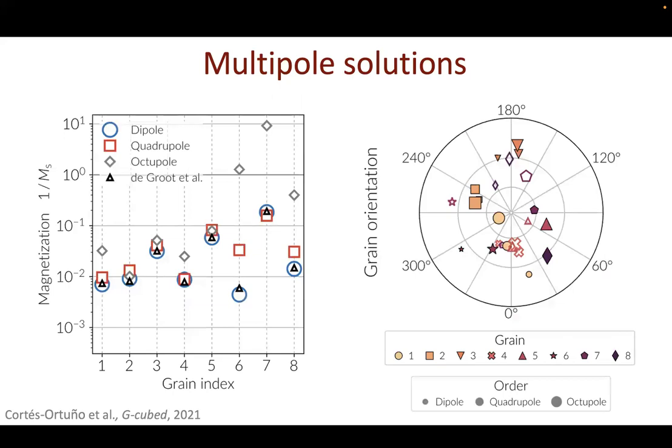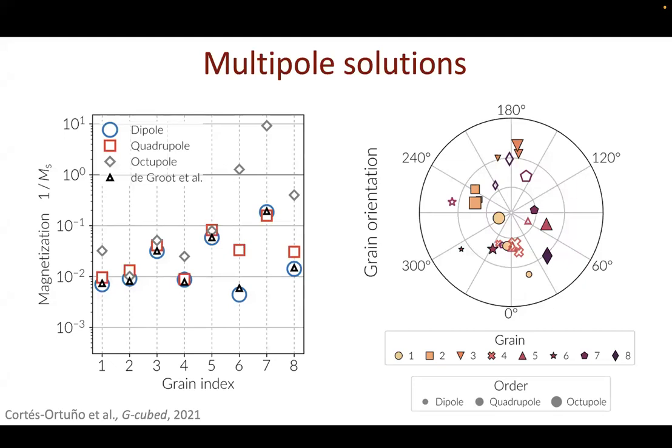But then we started comparing these solutions, because in the ideal case, the dipole component you always solve for, even when you're also solving for higher order terms, should be constant. These should be the same. So in magnitude, that is true for many of the grains.